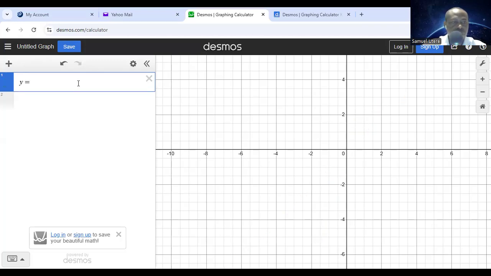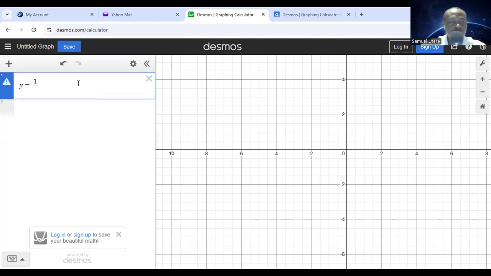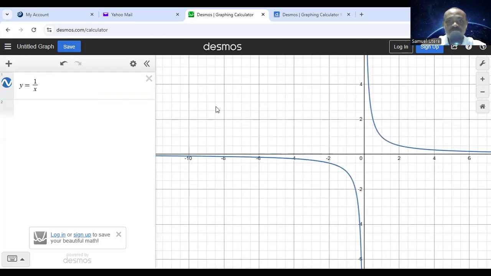Okay. We type y equals 1, the forward slash key, and x. Wow. Oh my goodness. What a graph. So it is not linear, right? There is something I want to show you about why we are going to say this is not linear. Let's get back to our presentation.